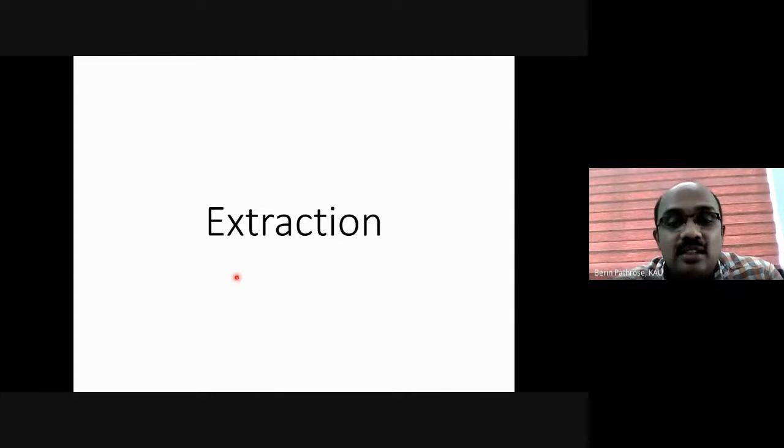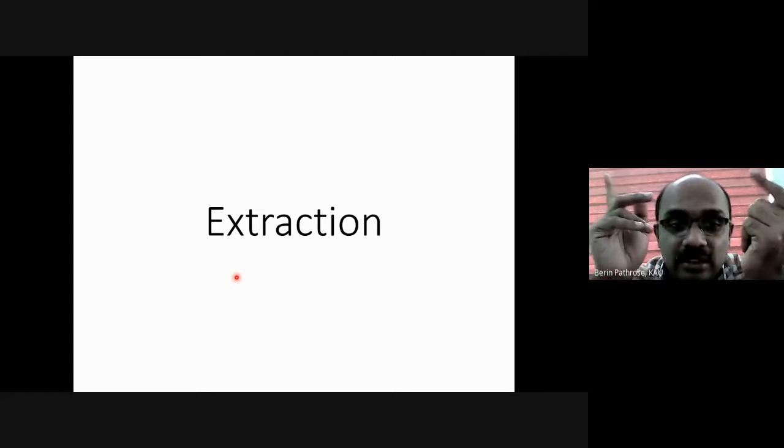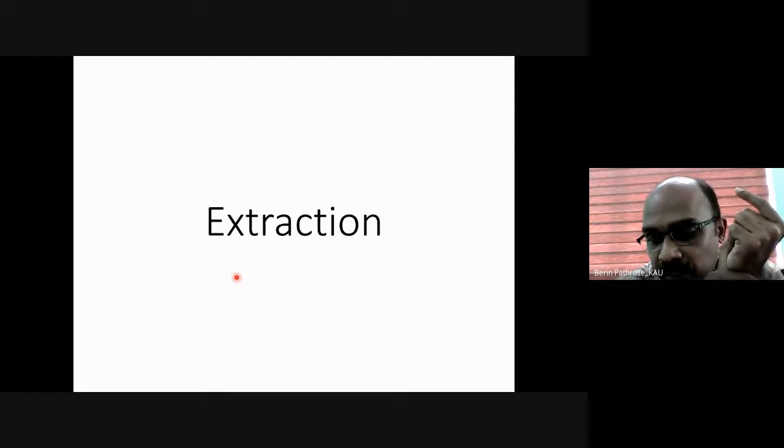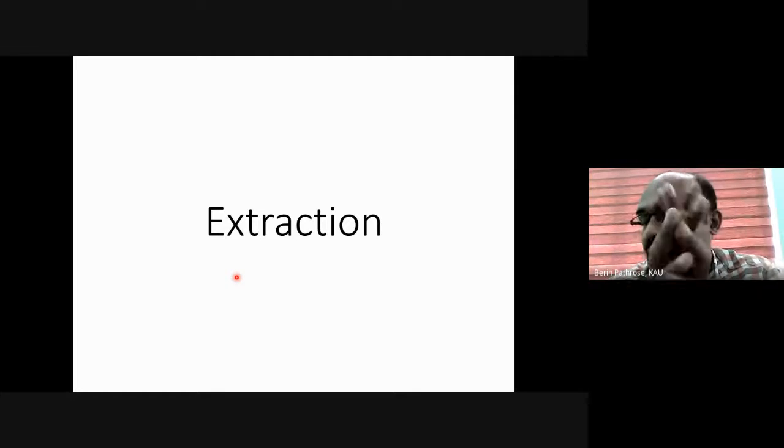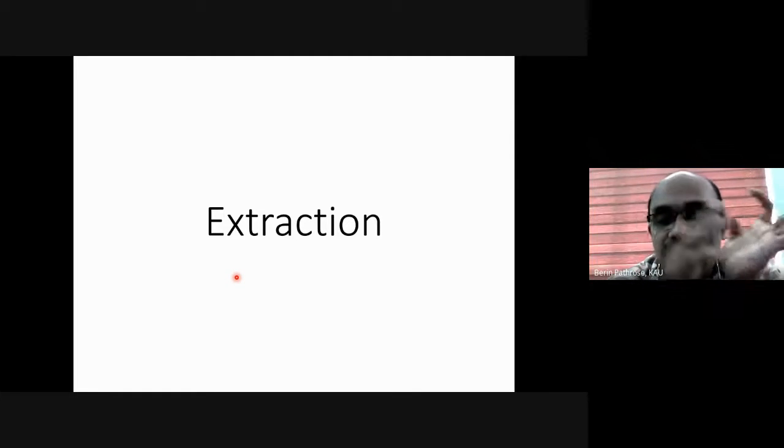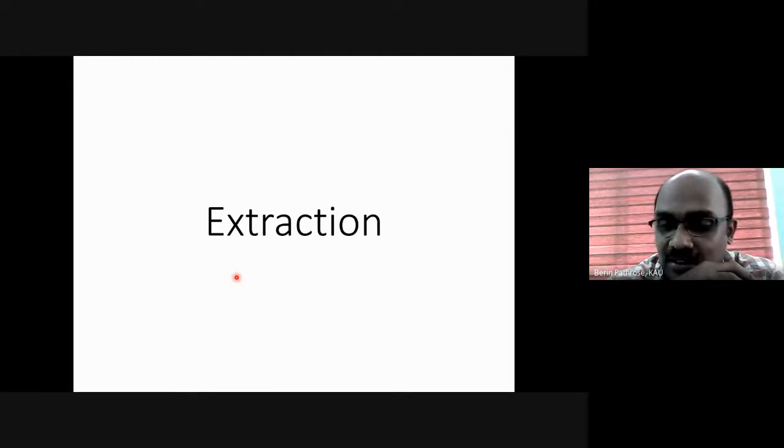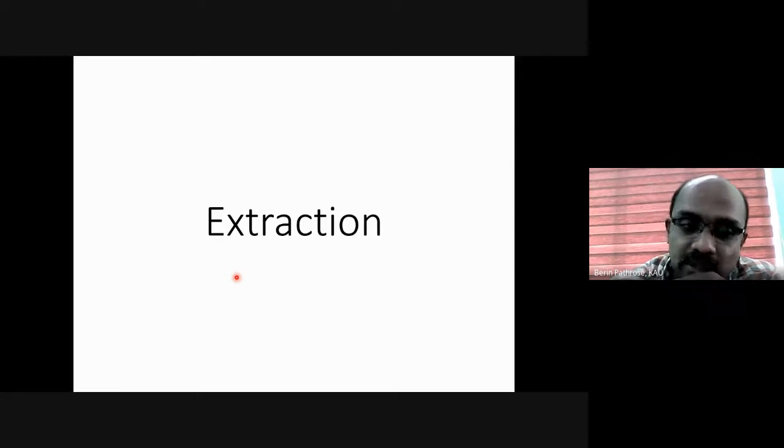And coming to the next step, we have seen experimentation. Next is sampling. Third is extraction. Extraction, the recent methods I will discuss later. I will discuss several methods which are used for extraction. Certain methods are still used, but certain methods are now obsolete.